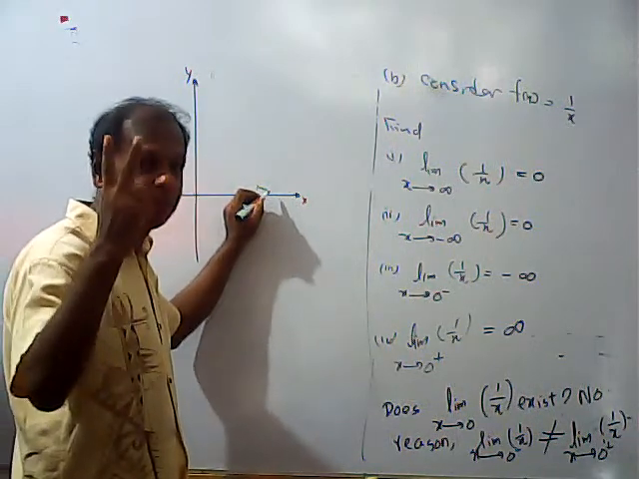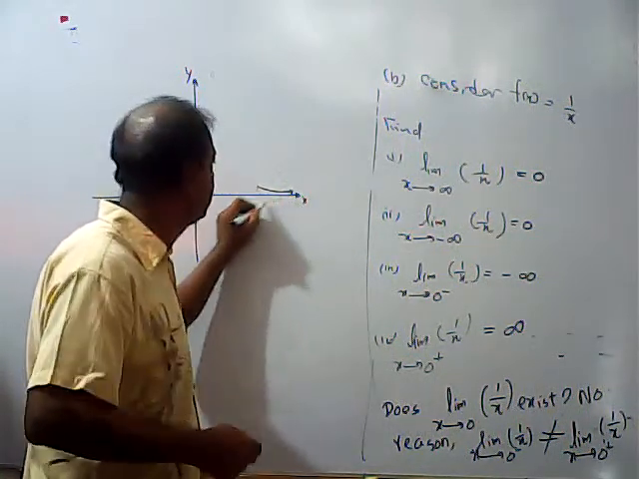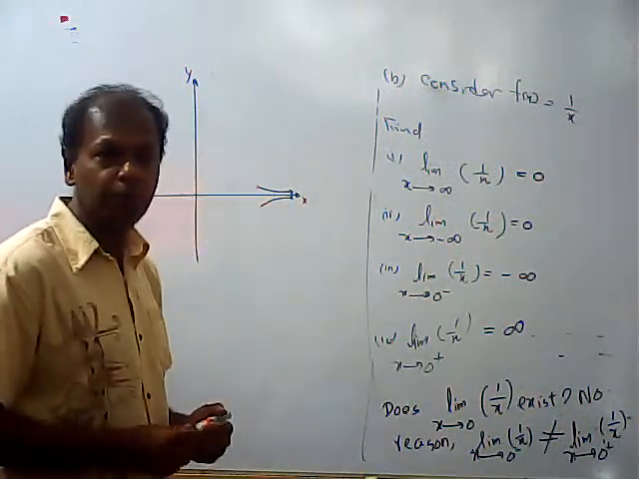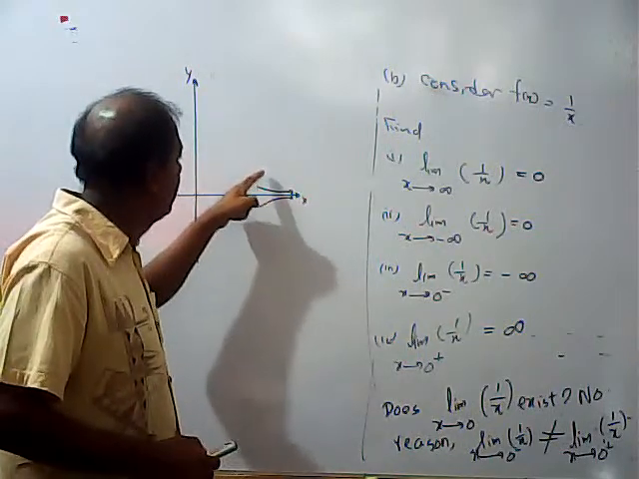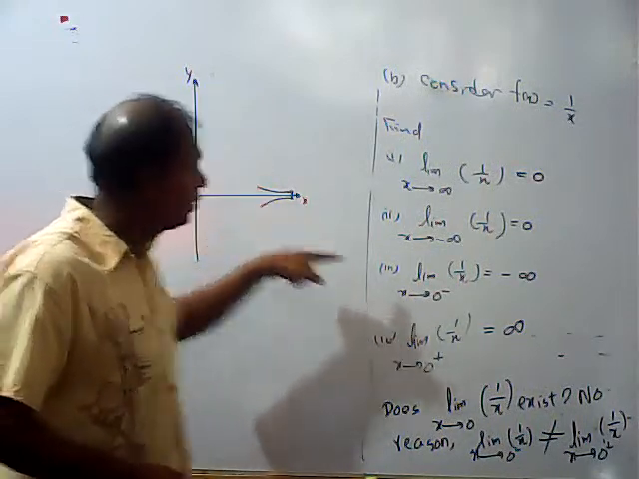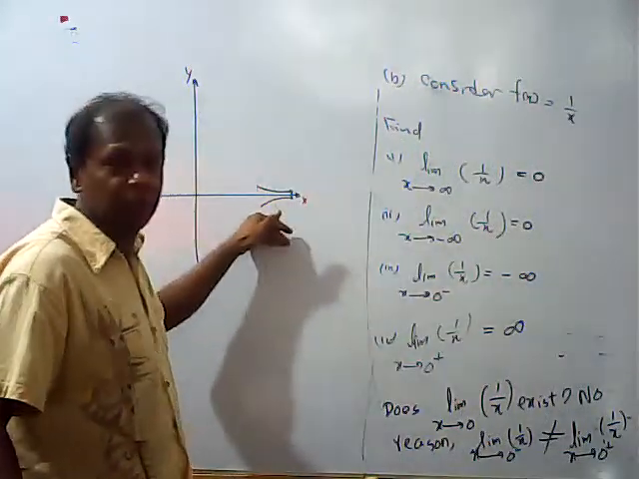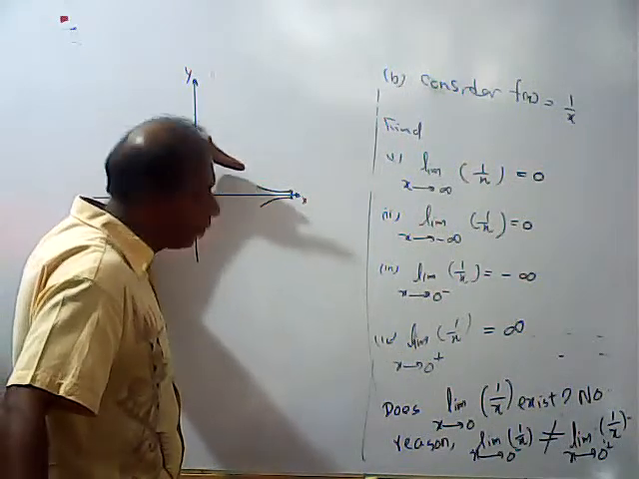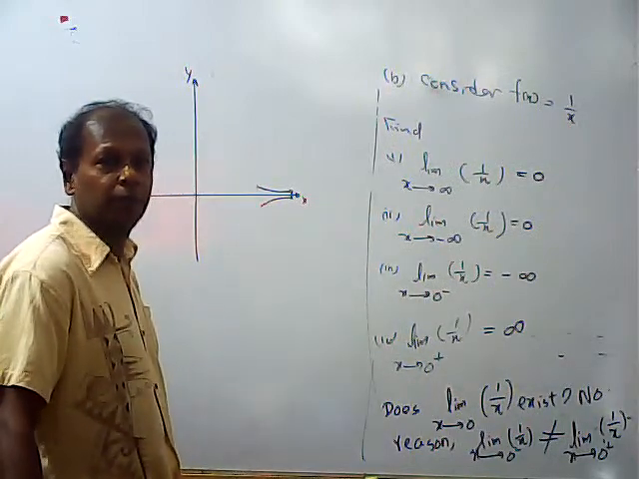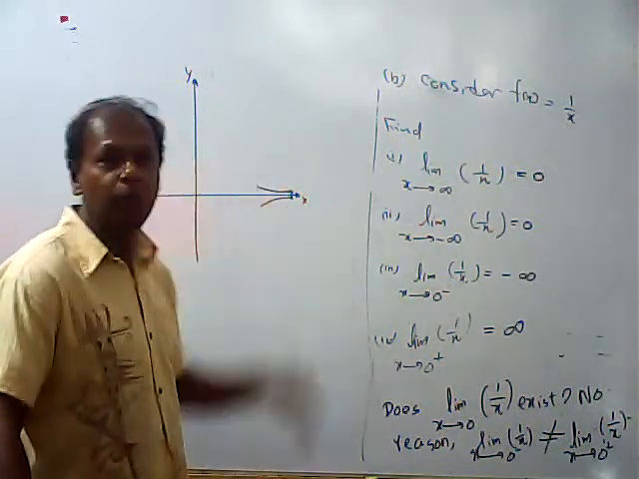But it can happen two ways. So 1 over x can get closer to 0 from above the x-axis. There's another possibility. It can also get closer to 0 from below. So what happens here? As x goes to positive infinity, it is this or this, getting closer to 0 from above or below. Out of these two, what is the answer? From above or below?